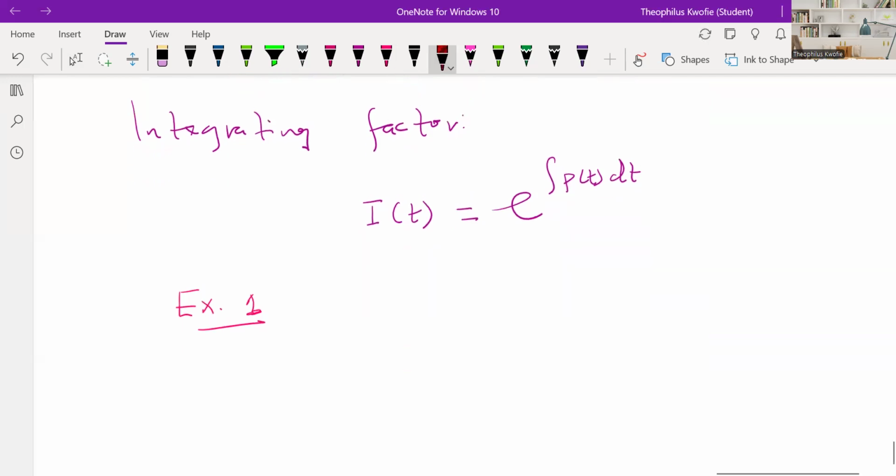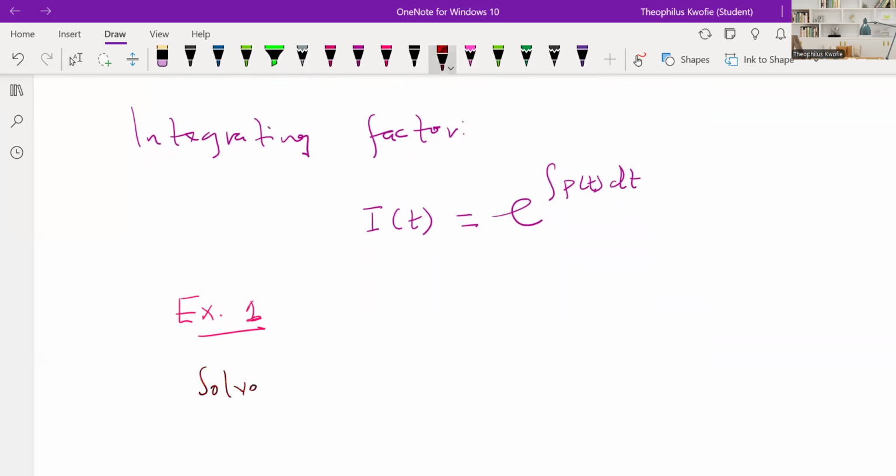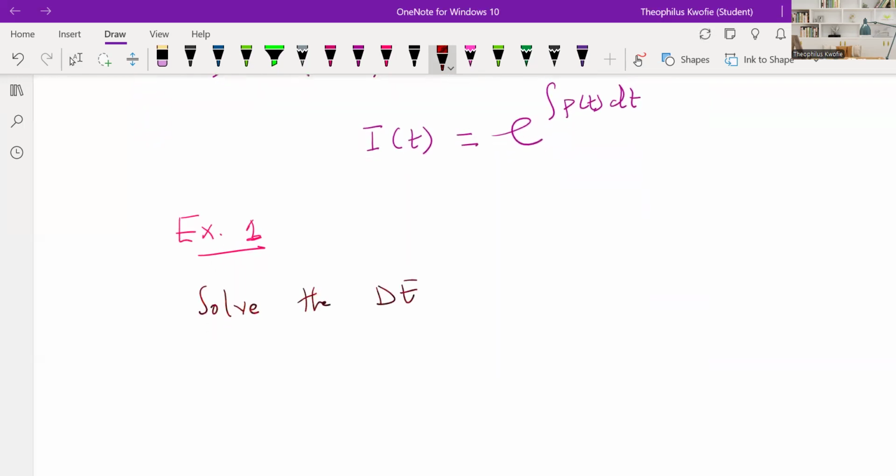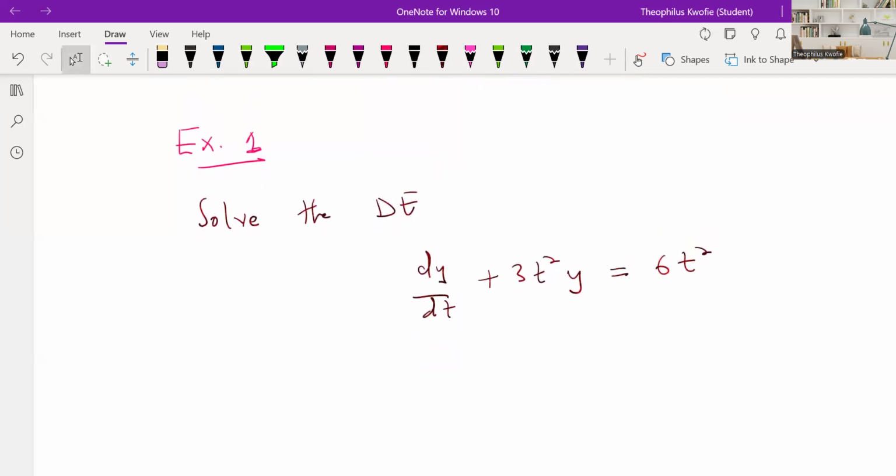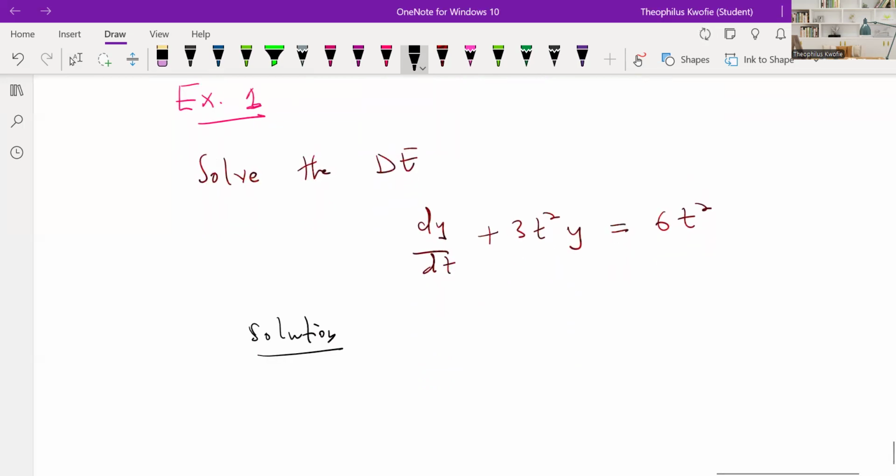Example 1 says: solve the differential equation dy/dt plus 3t squared y equal to 6t squared. Now, how do we solve this problem?